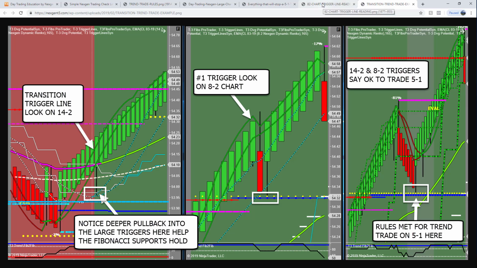There's two looks that we're going to have, okay? The first look is the small triggers are going to be physically above where we were. 8-2 chart triggers. Is everybody clear? There's two looks that you can have on the 8-2 chart. One of them is the small triggers are going to physically be above the large triggers, which means you're going to get in a little sooner. You're definitely going to take the trade over here on the 5-1 chart.